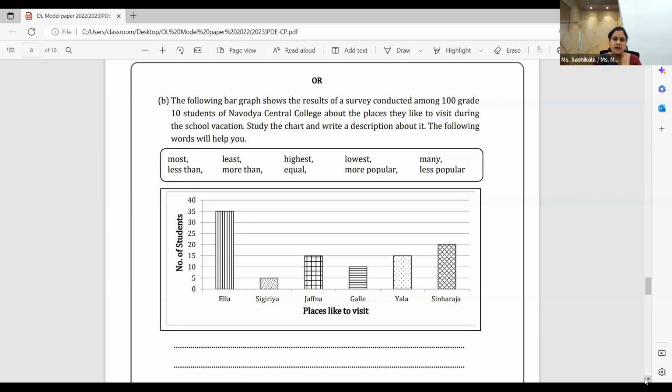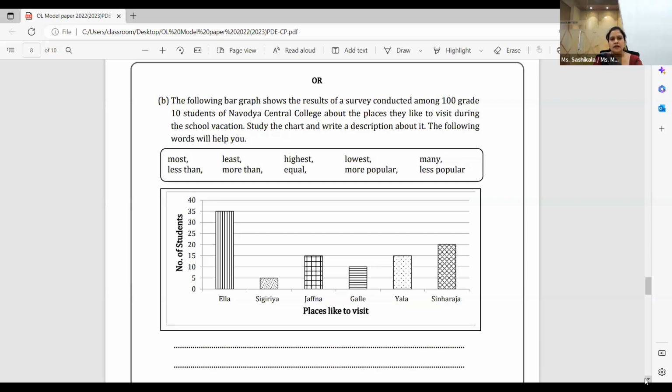Right? The following bar graph, we can write it the above bar graph, or else you can say the given bar graph. Right. Shall I read the first sentence for you? The given bar graph or the above bar graph shows the results of a survey conducted among 100 grade 10 students of Navodaya Central College about the places they like to visit during the school vacation. So that should be the first sentence of yours.